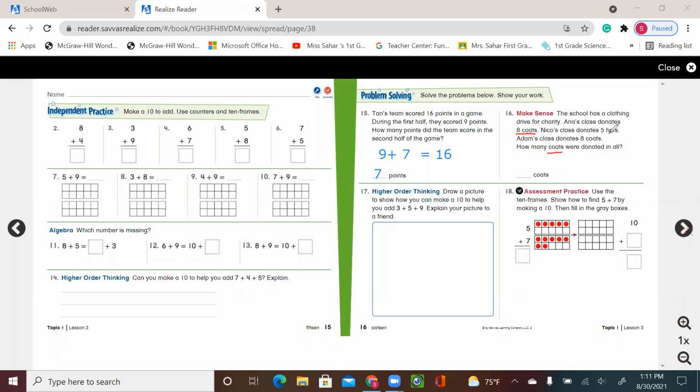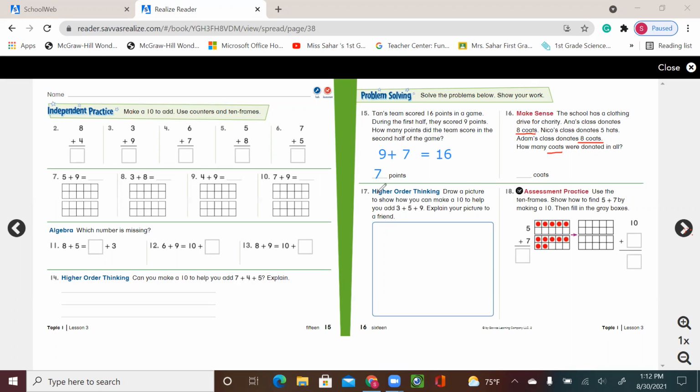Nico's class donates 5 hats. I don't need to look at the hats now. Adam's class donates 8 coats. So that's my second addend. So now these are the 2 addends that I'm going to use for my equation: 8 plus 8, and I'm going to have the total here. All right.